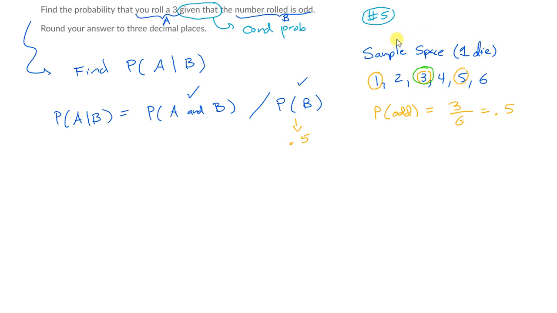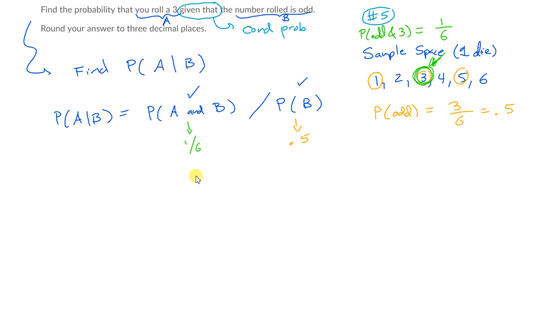So the probability of odd and 3 is going to be one way it can happen out of 6. There's one outcome that gives me the event odd and 3, and there's 6 possible outcomes total. So there's one outcome out of 6, or 1/6. Okay, so this guy is 1/6.